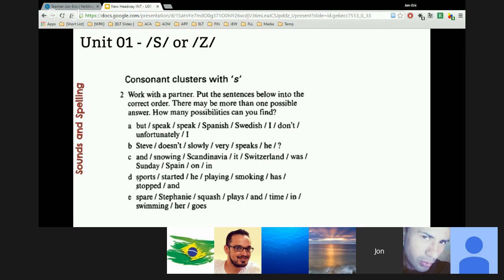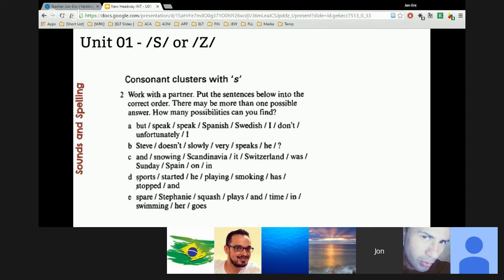What do you think? I don't speak Spanish, unfortunately, but I speak Swedish. Or, I don't speak Swedish, unfortunately, but I speak Spanish. Yes, the other way around. One or the other. Yes, I don't speak Spanish, unfortunately, but I speak Swedish. Okay. That's it. Very good. And the real thing is the pronunciation.